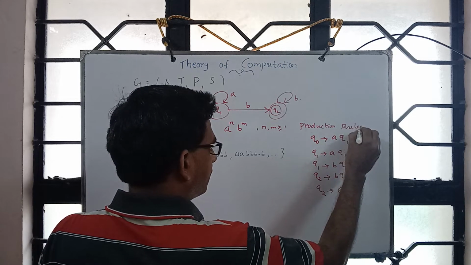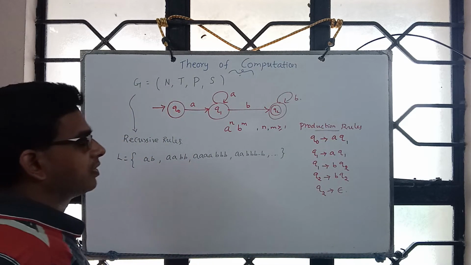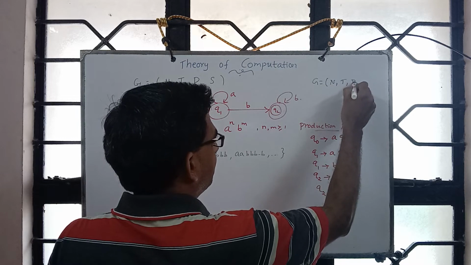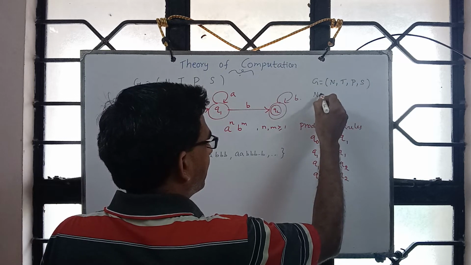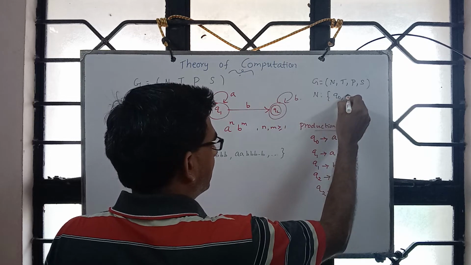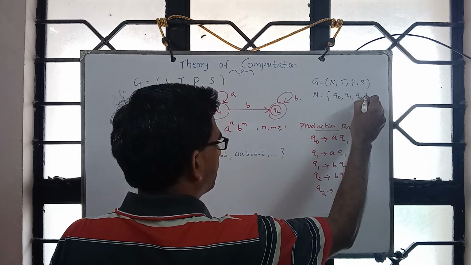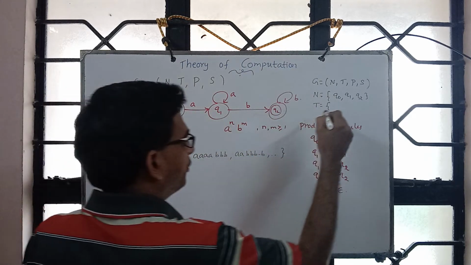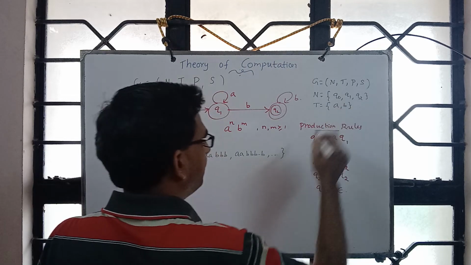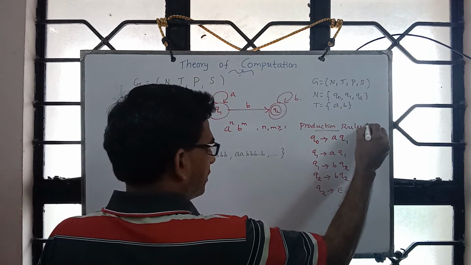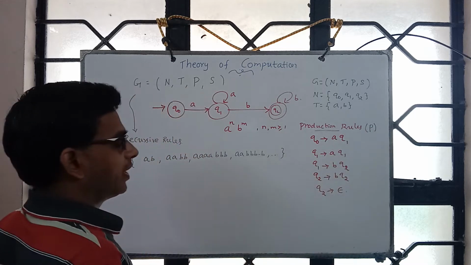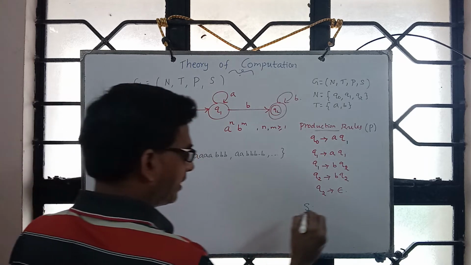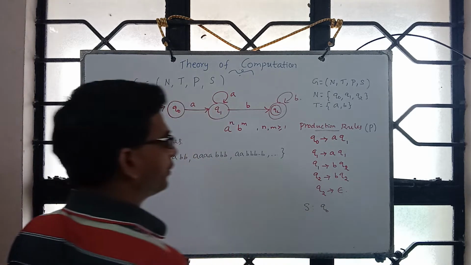Now, these are all my production rules. For this language, for this automaton, here is the description: G consisting of N, T, P, S. What are my non-terminals? My non-terminals are the states Q0, Q1 and Q2. What are terminals? Terminals are the input alphabet, so A comma B. Productions are all these production rules. And where am I supposed to start? My start symbol is Q0.